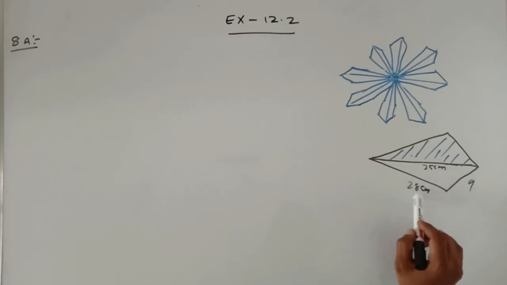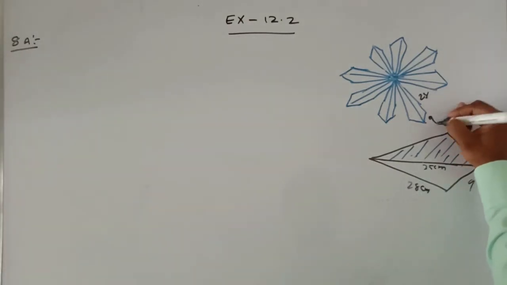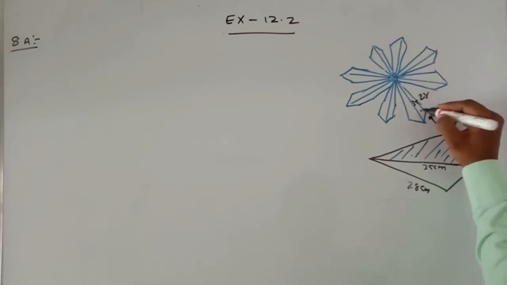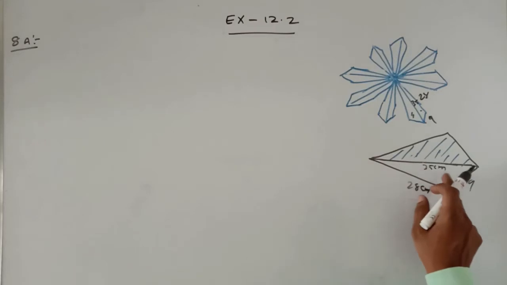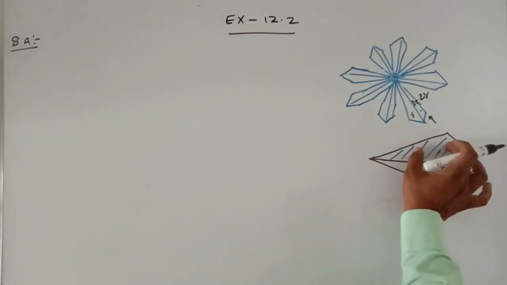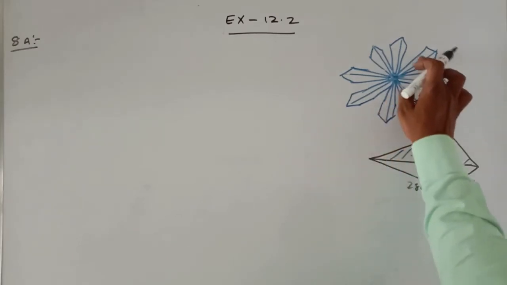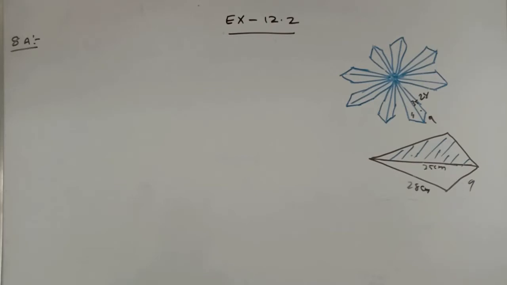Then the lengths will be 28 centimeters, 9 and 35. This is of one color and it is of a different color. One is with blue color I am taking and one is with white color. I am going to find the area of one triangle, then automatically that same area will be the same. Here total how many are there? 1, 2, 3, 4, 5, 6, 7, 8. 8 twos are 16 are going to be present.